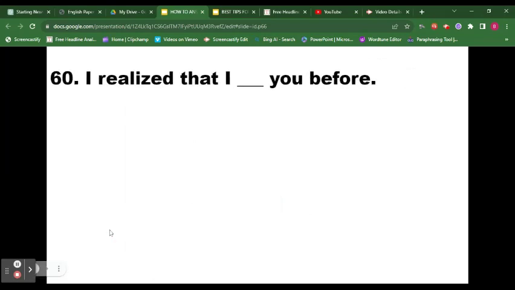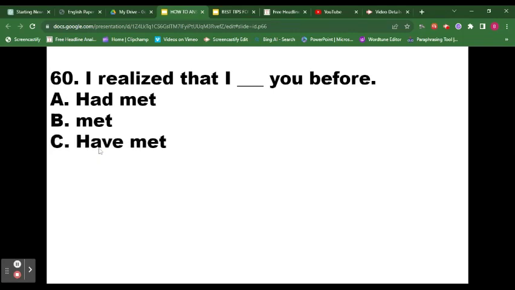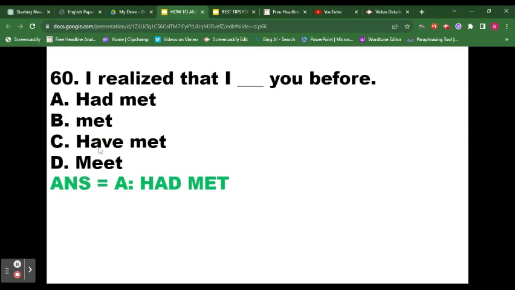So moving on, we get to question 60. I realized that I dash you before. A, had met. B, met. C, have met. D, meet. The correct option is A, had met. I realized that I had met you before. Okay, that's the use of the past perfect for the first incident, the first event, where you have two or more actions reported in the past.